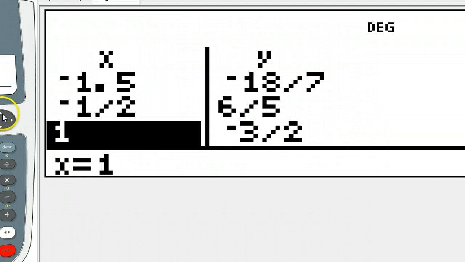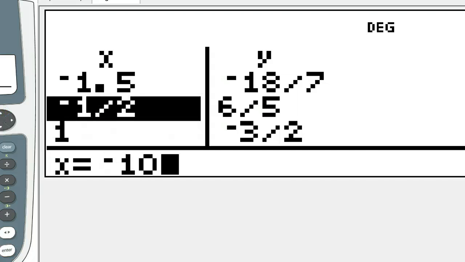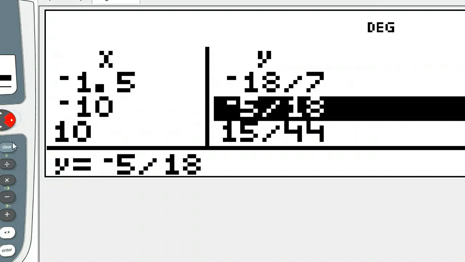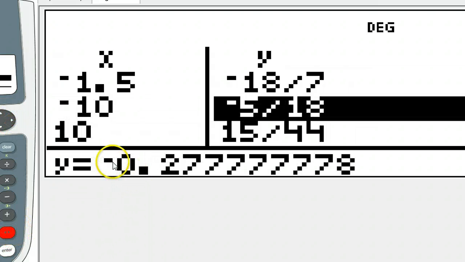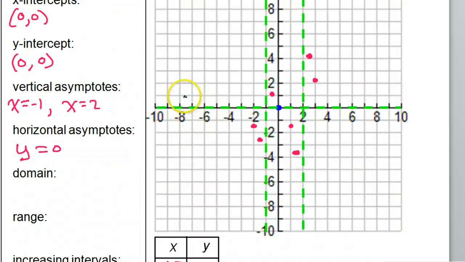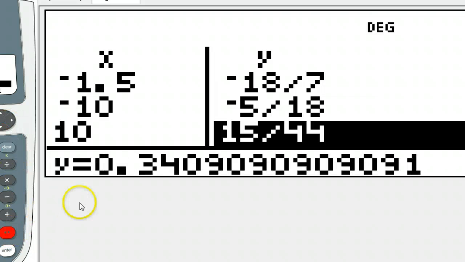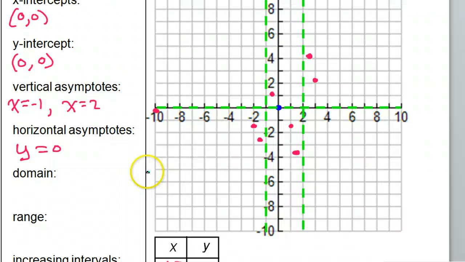Okay, so let's see. -10 and +10. Okay, so -10 gives me -0.3. Okay, so at -10 I am right here. +10 gives me this, which is +0.3. Okay, which is here, which is what I thought, but it's good to just see it. So now I have a really clear picture of what's going on. Alright, this branch is doing this type of a thing.